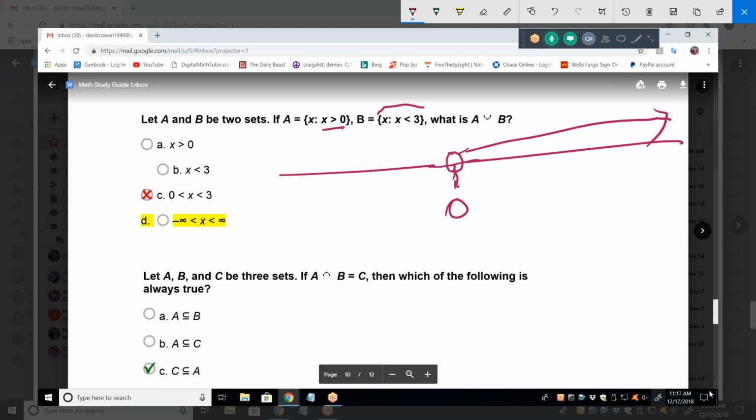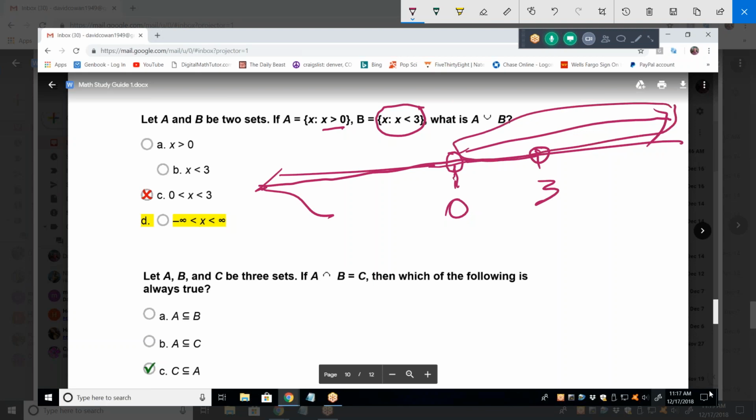Now, this one says all numbers less than 3. So again, it's a circle, but it goes that direction. So when I combine that set with that set, I get all real numbers. There is no number on the number line that is not in one of those sets, including 0 and 3, because 3 is in this set and 0 is in this set. So you get this answer.